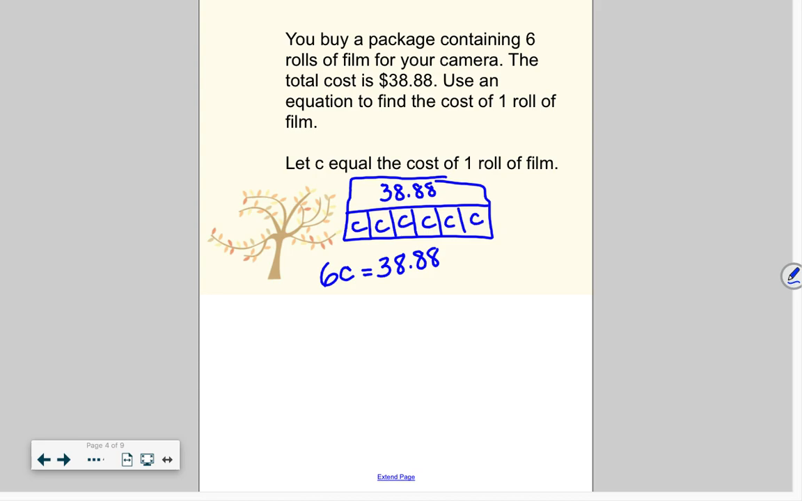How are we going to get C on a side by itself? I have 6C equals $38.88. How are we going to find the price for one roll? Lily? Divide both sides by 6. Some of you need to write the equation. 6C equals $38.88. We're going to divide both sides by 6, so C is going to equal $38.88 divided by 6.